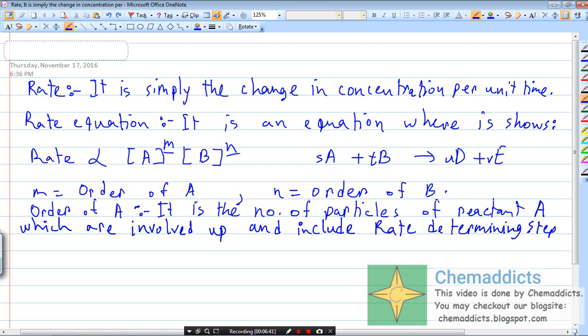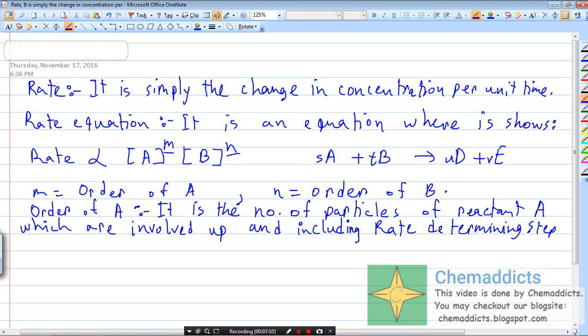Okay, so another question might arise. Yeah, my grammar is really bad, because I'm not an English boy. So it is the number of particles of reactant A which are involved up to and including the rate determining step.